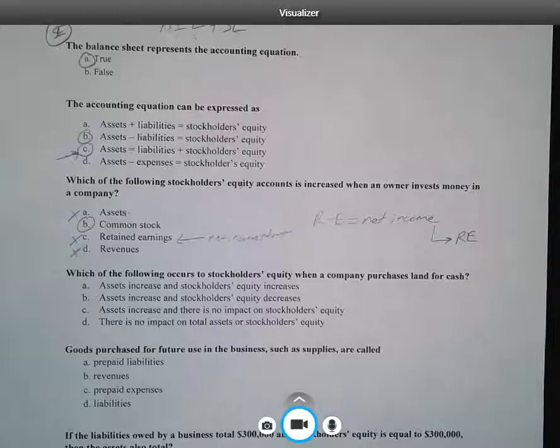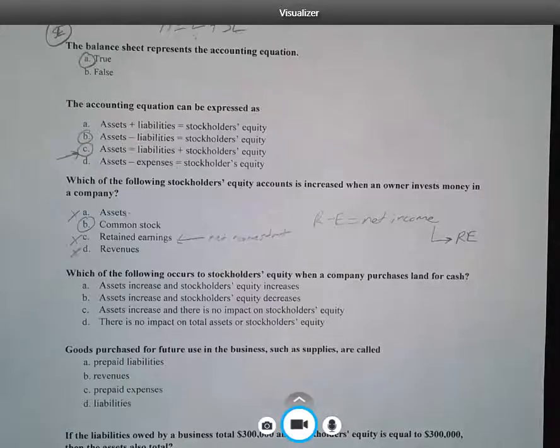B, I'm going to go through these and then I'm going to tell you why the correct answer is the correct answer. B, assets increase and stockholders' equity decreases. Also untrue. C, assets increase and there is no impact on stockholders' equity. Only half of that is true, the second half. So let's look at D. There is no impact on total assets or stockholders' equity, and that is absolutely true.